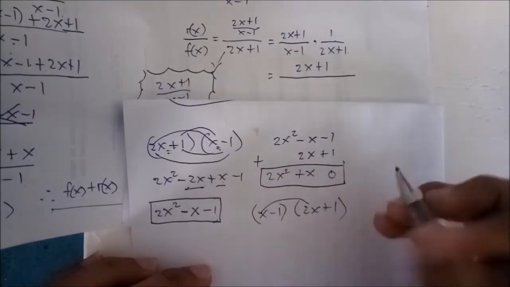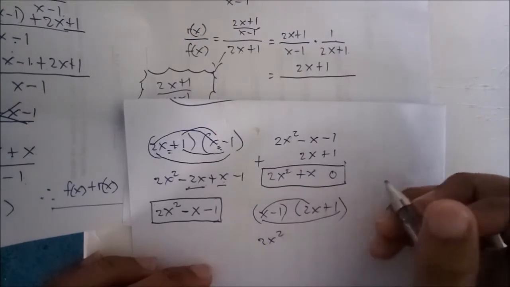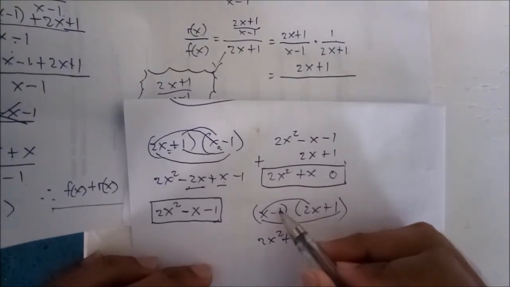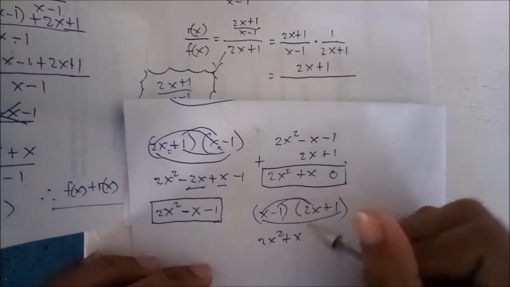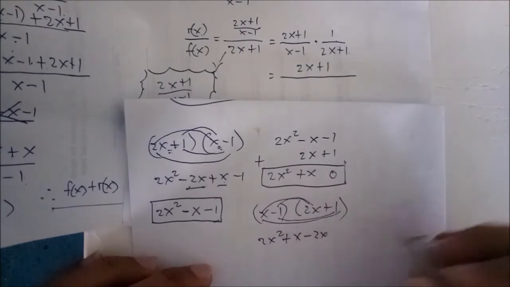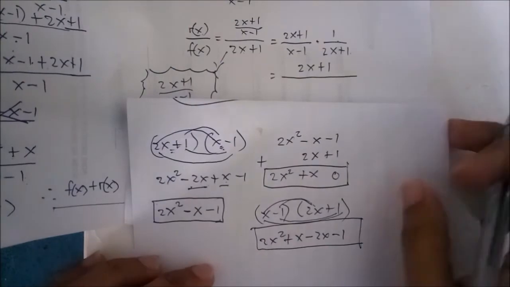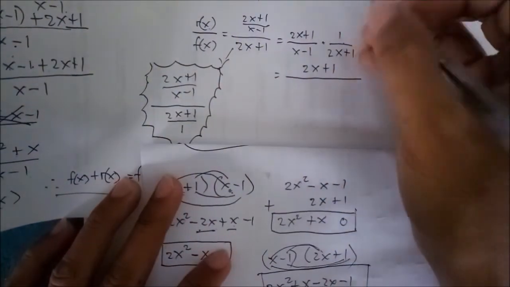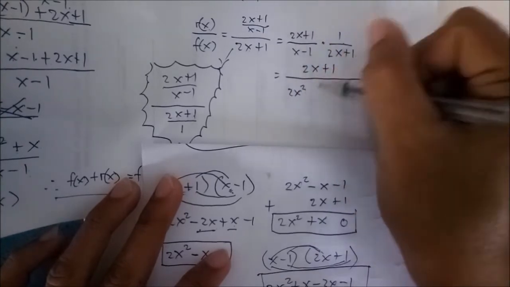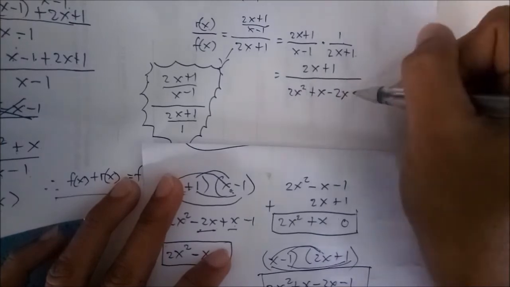So x times 2x equals 2x squared. x times 1 equals plus x. Negative 1 times 2x equals negative 2x. Negative 1 times positive 1 equals negative 1. So this is the answer of the multiplication. So now write in the denominator 2x squared plus x minus 2x minus 1.